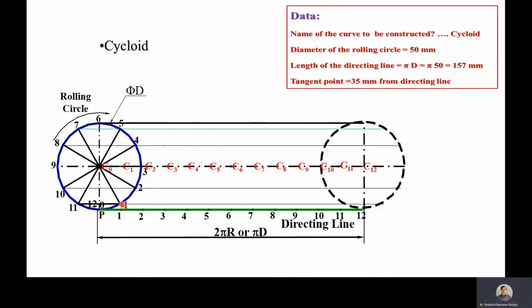In addition to that, we have to see that if the first point on the rolling circle, say 1, touches the directing line here, then the P point is going to come somewhere here. If the second division on the rolling circle touches the directing line here, then the P point is going to come here. Then the third division touches the directing line here and the P point comes somewhere here, then the fourth division touches the directing line here and the P point comes somewhere here. Similarly, we have to trace out the remaining points on the rolling circle.